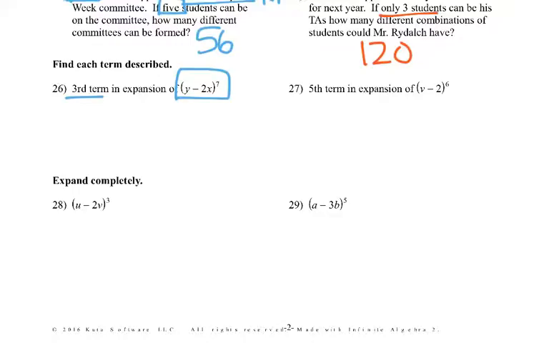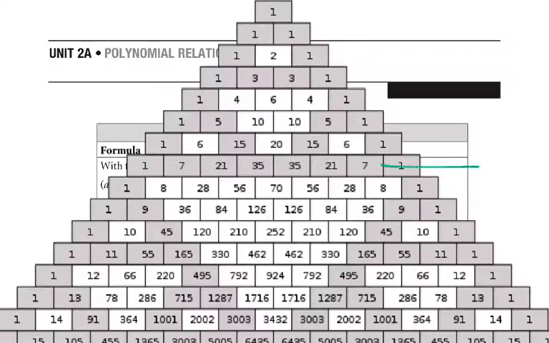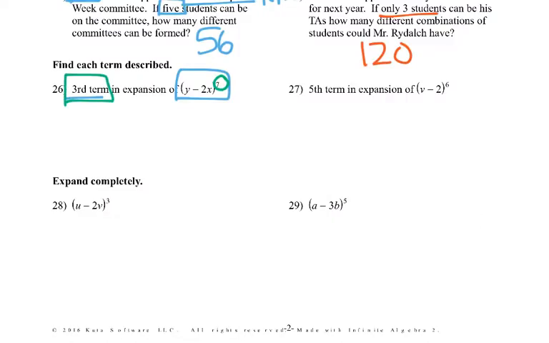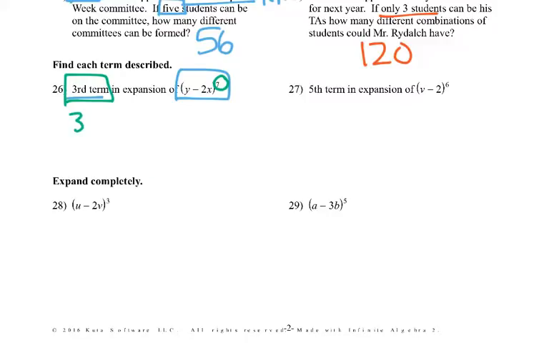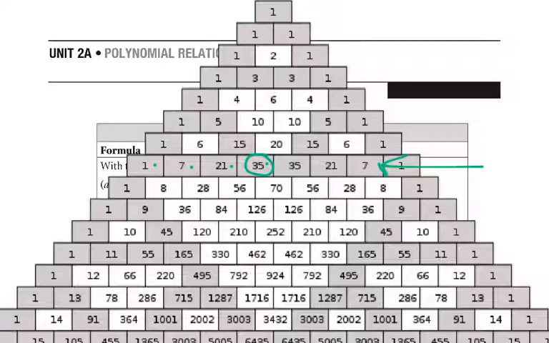Alright, so the way we do this, we look at the power here. That's 7, so we go to the 7th row, and we want the third term: 0, 1, 2, 3. The coefficient is going to be 35. Remember we're thinking (a + b) to the n, so a to some power, b to some power. We always start with the highest power.